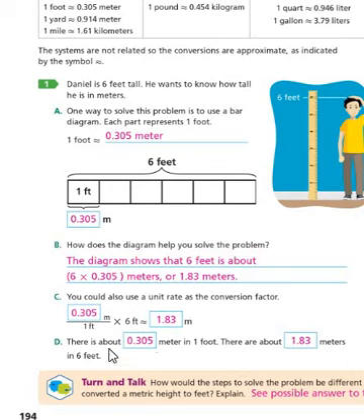So I found out that Daniel is about 1.83 meters in the metric unit, and he is, as we said, 6 feet in the customary system. This is the whole lesson. All we have to do is convert between the two measurement systems using the conversion factor.